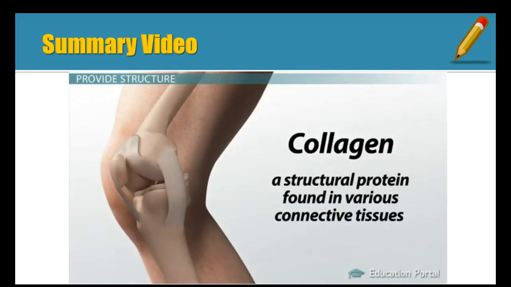Collagen, which is a structural protein found in various connective tissues, provides the framework for the ligaments that hold your bones together and the tendons that attach muscles to those bones.